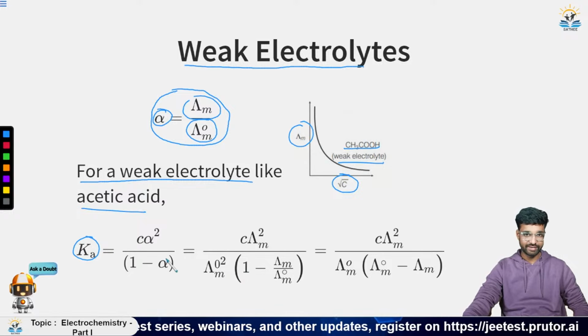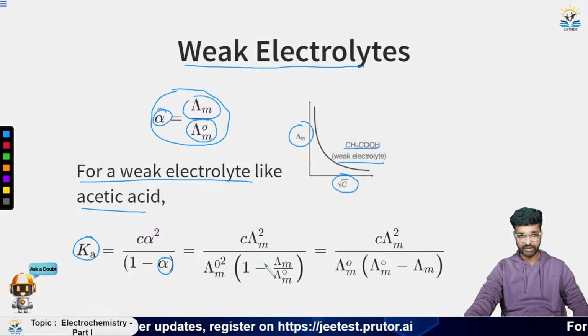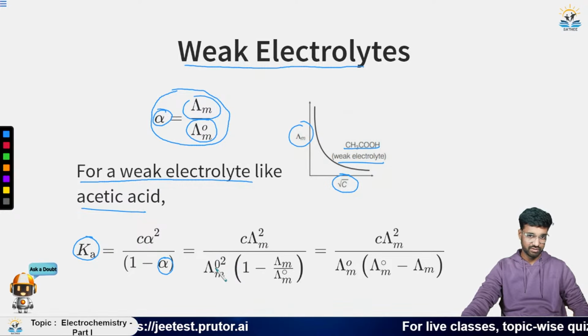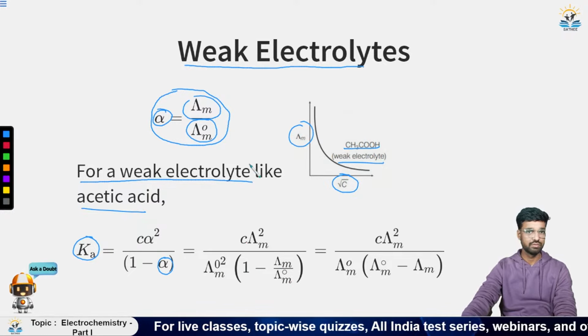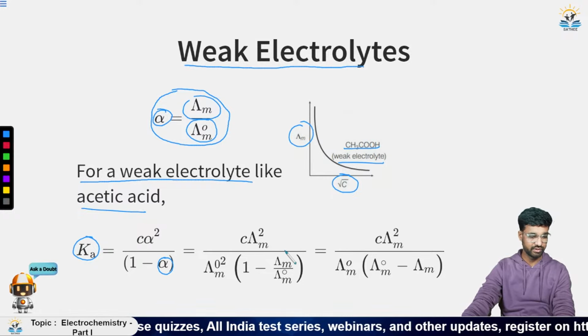So we have not neglected this alpha here, although it is much smaller than 1, we have kept it. Now we are substituting it one by one. So we know that this alpha is equal to lambda m by lambda naught m. So the same thing we have put here.